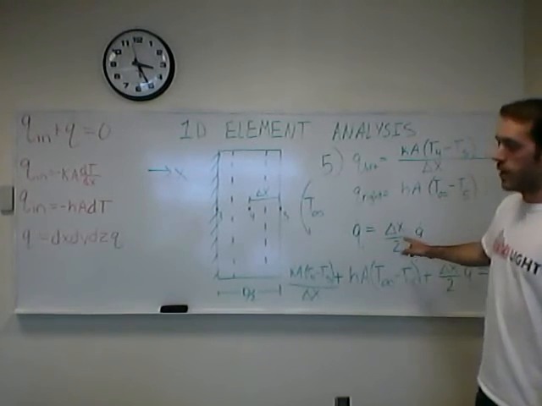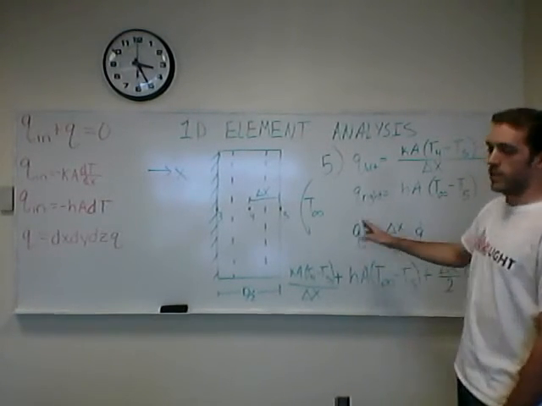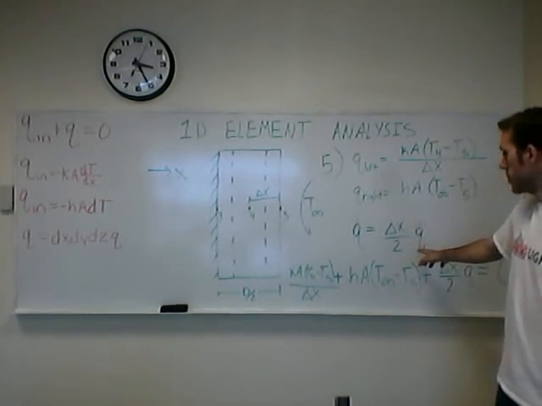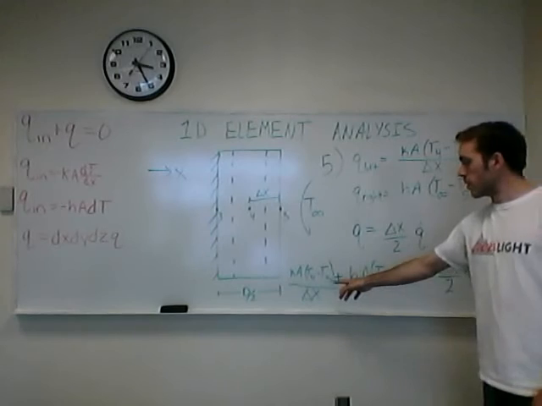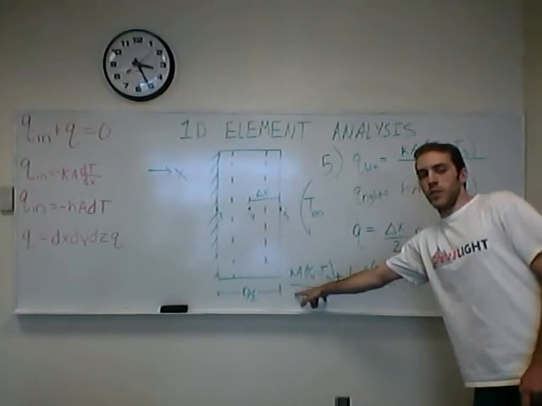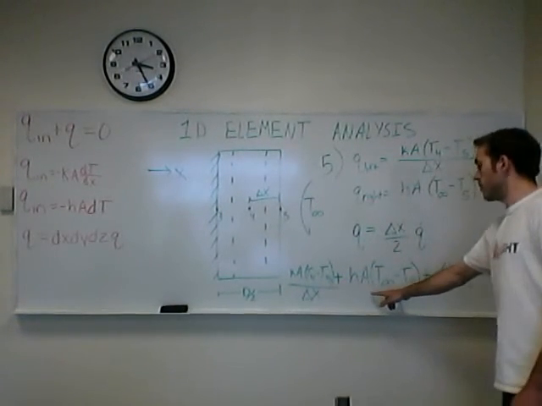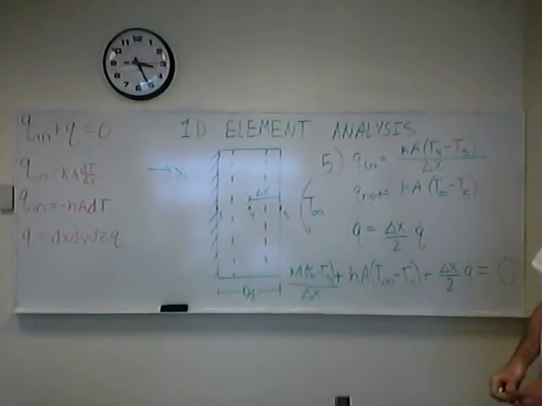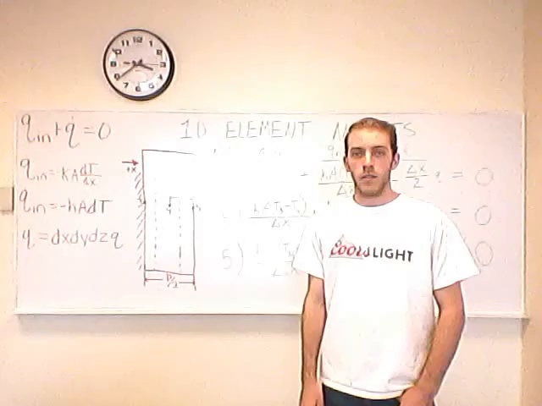The Q dot, the internal heat generation, will be the same as node 3 because it's still half an element: delta x over 2 times Q dot. The whole equation will look like this. You have your Q in from the left, your Q in from the right, followed by your internal heat generation.